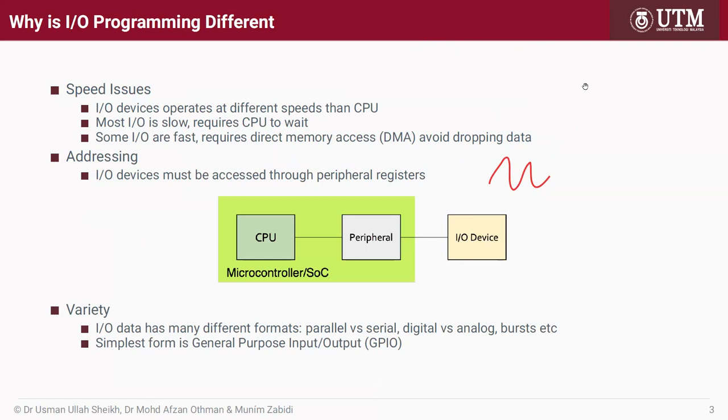So why is input-output programming different than normal programming, quote unquote? First, input-output has speed issues. Mainly because I/O devices operate at different speeds than the CPU.